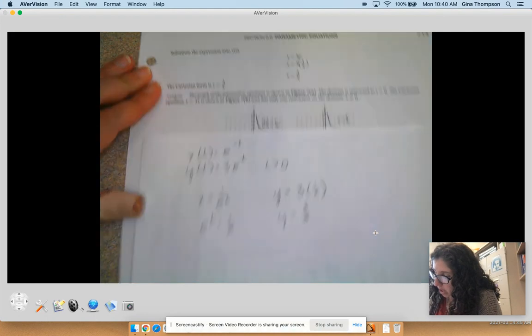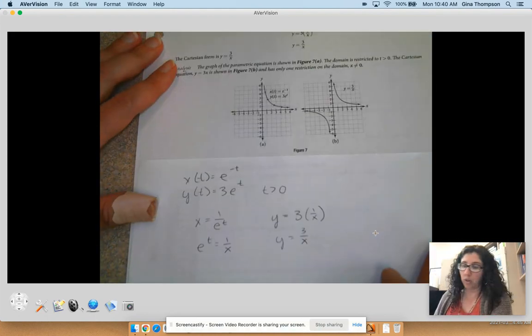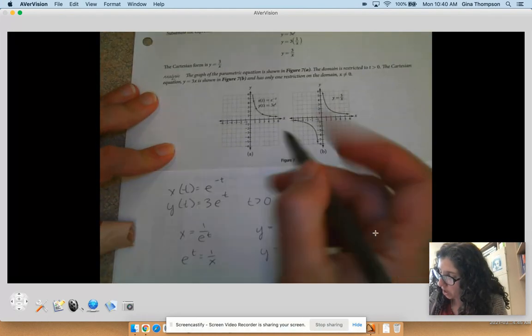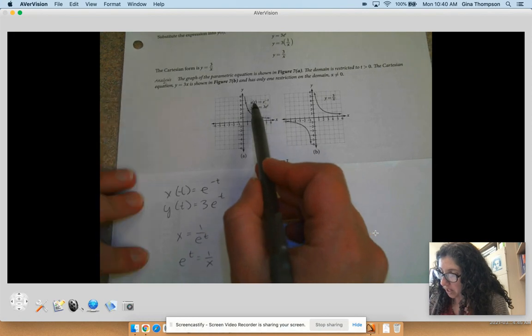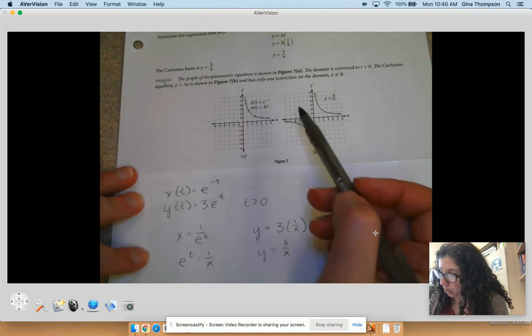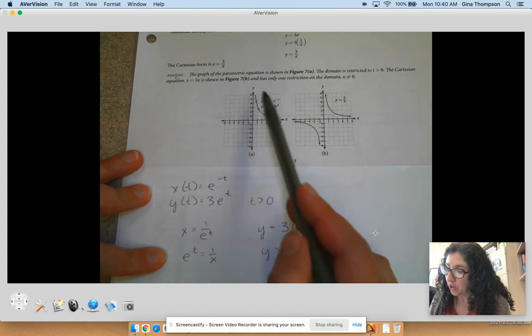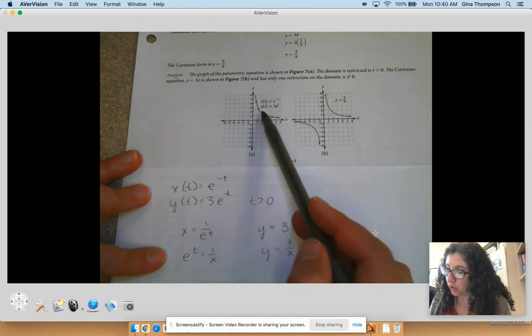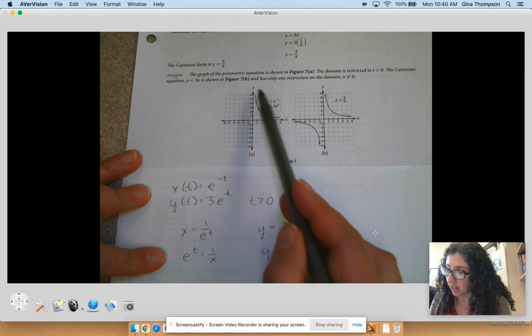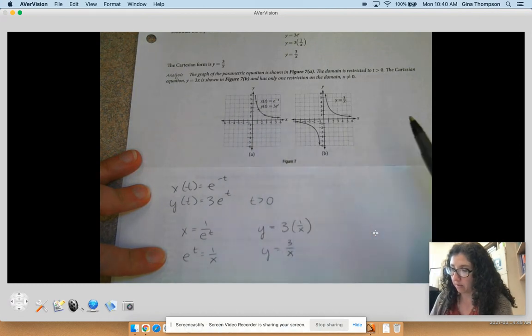So here we could see what those graphs would look like. So here's x of t equals e to the negative t, y of t equals 3 e to the t. And that's if t is greater than 0, it's going to look like this. As we plug in different values of t, it's going to move along the curve like this.